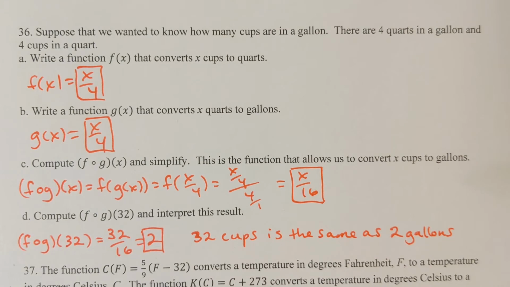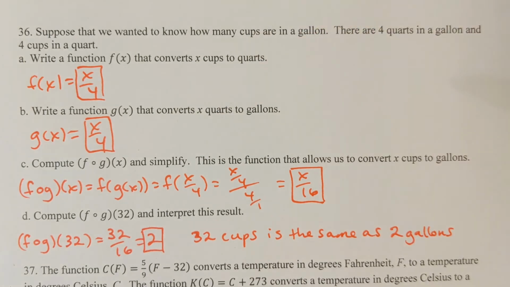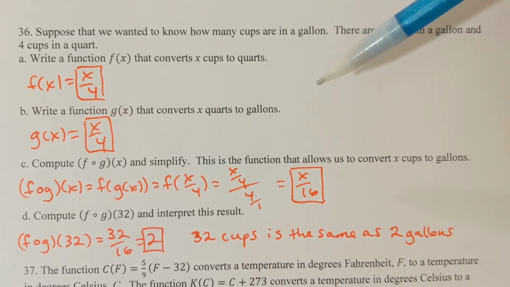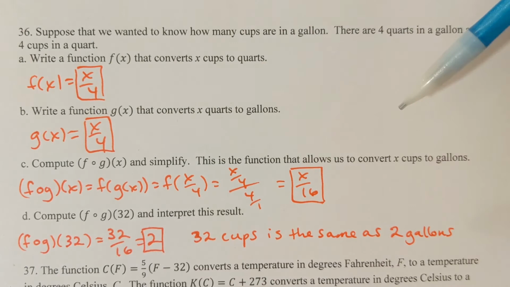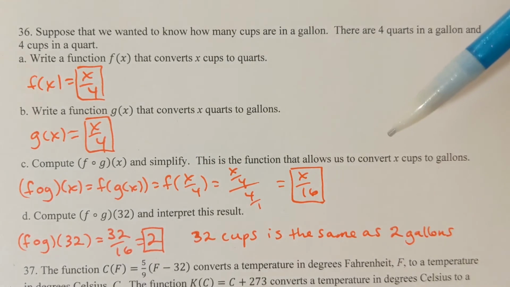Part B, write a function g of x that converts x quarts to gallons. Well, I was told that there are 4 quarts in 1 gallon. So x over 4 would be the formula that allows me to convert x quarts to gallons. If x is 4, let's say, 4 over 4 is 1, so there'd be 4 quarts in 1 gallon. If x is 8, 8 over 4 is 2, so there'd be 8 quarts in 2 gallons, etc.